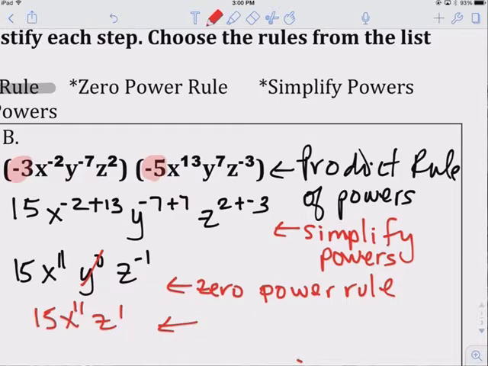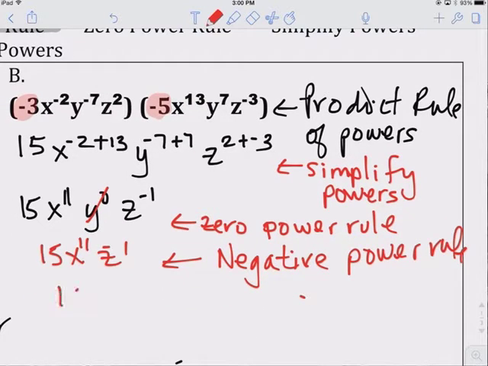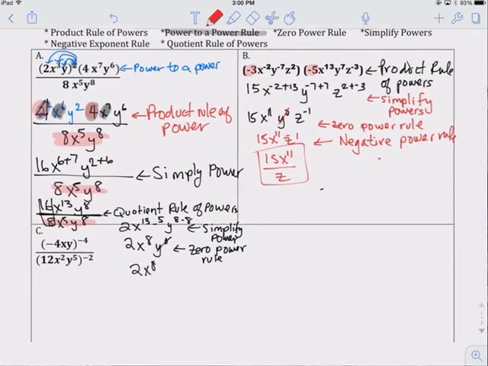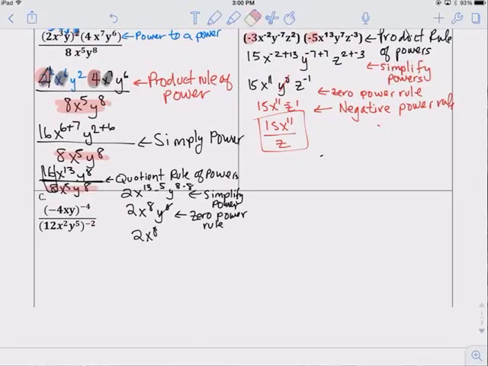What rule are we going to use now? Negative power rule. So 15x to the 11th over z, right? Wait, so it's just z, not z to the first? You can put the 1, but everyone knows z is 1.